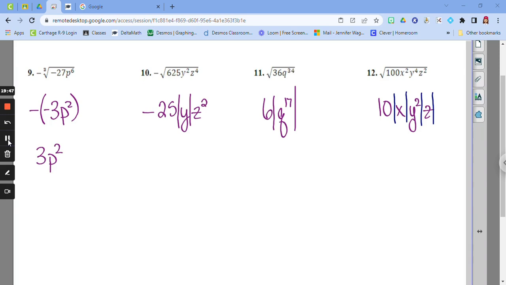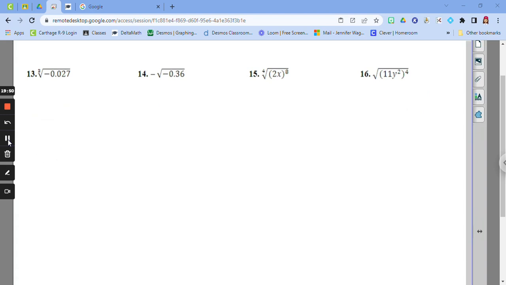Okay. Number 13. So even decimals can be simplified with this. Because again, keep in mind, that is negative 0.3 times negative 0.3 times negative 0.3. So that was the same number multiplied. So that's just a negative 0.3.